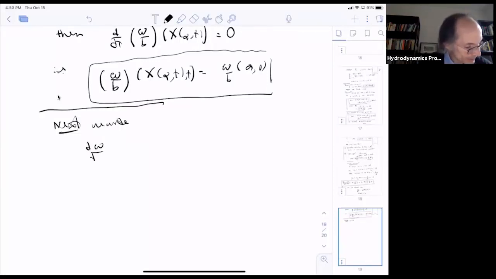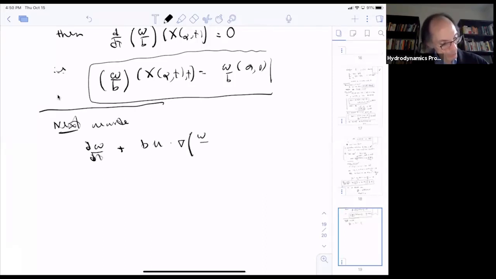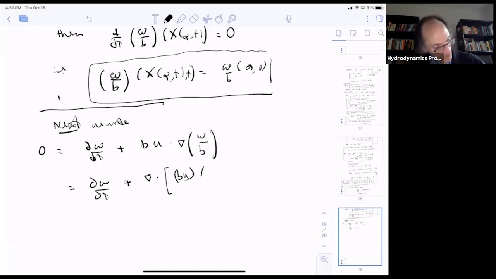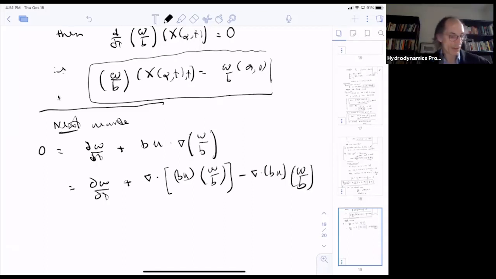d omega dt plus bu dot the gradient of omega over b. This is 0, and this is, and I can just write this as the divergence of bu times omega over b. I've made a mistake, let me fix that. Okay, but this is 0 because that's the incompatibility condition.